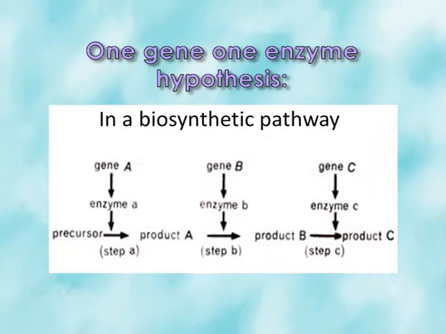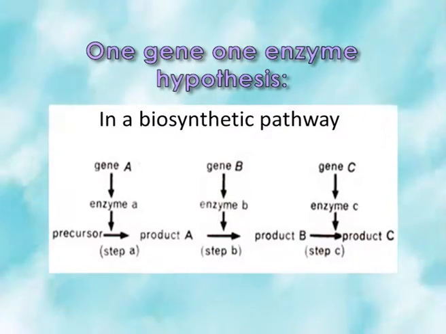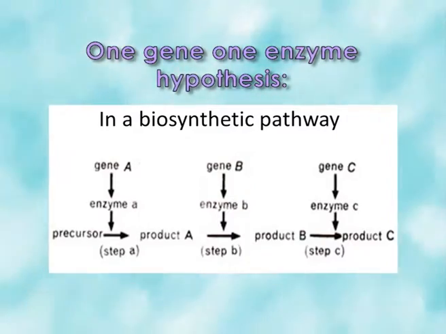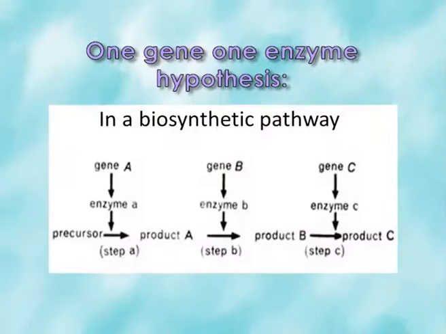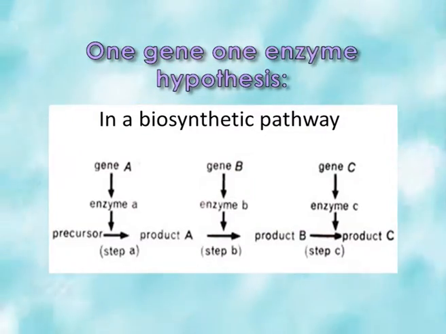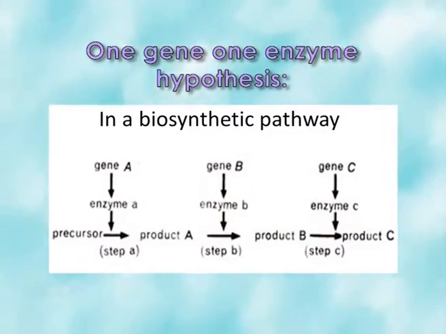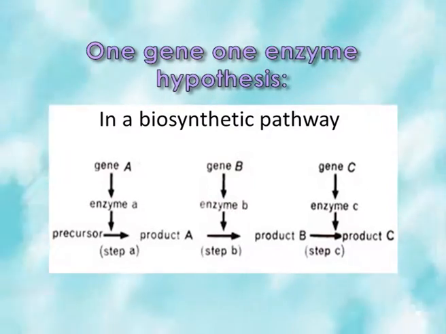That is, in a biochemical pathway, there are important specific enzymes. They are regulated by gene function. So from here, mapped and cloned genes help to elucidate the biochemical pathway by creating metabolic blocks.